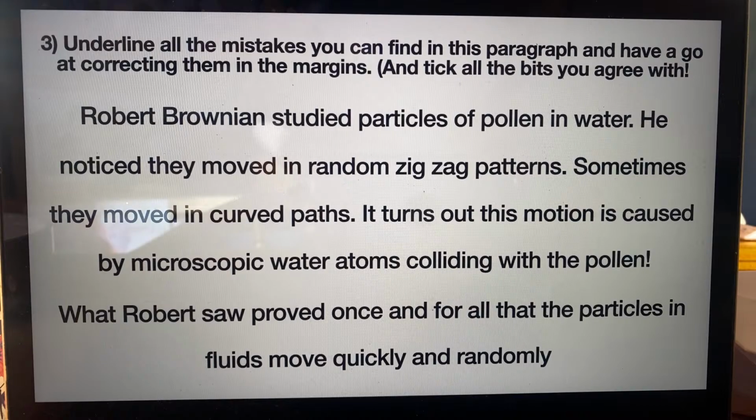Robert Brownian studied particles of pollen in water. He noticed they moved in random zigzag patterns. Sometimes they moved in curved paths. It turns out this motion is caused by microscopic water atoms colliding with the pollen. What Robert saw proved once and for all that the particles in fluids move quickly and randomly.